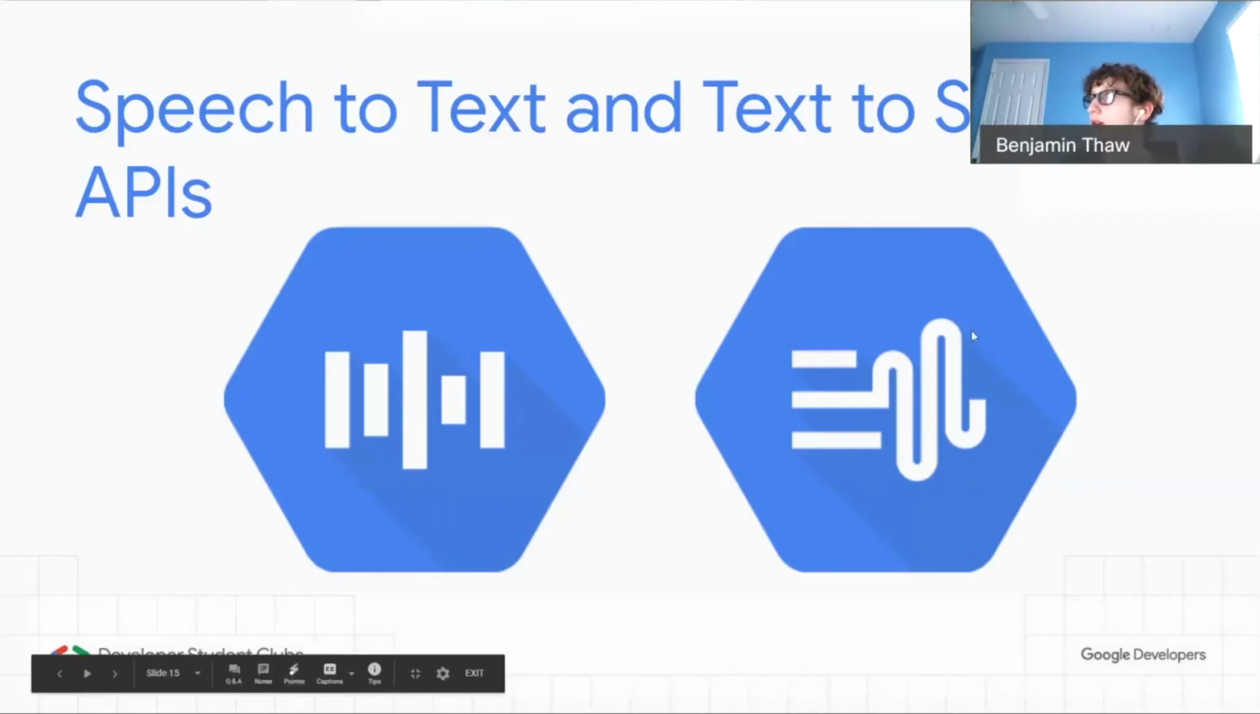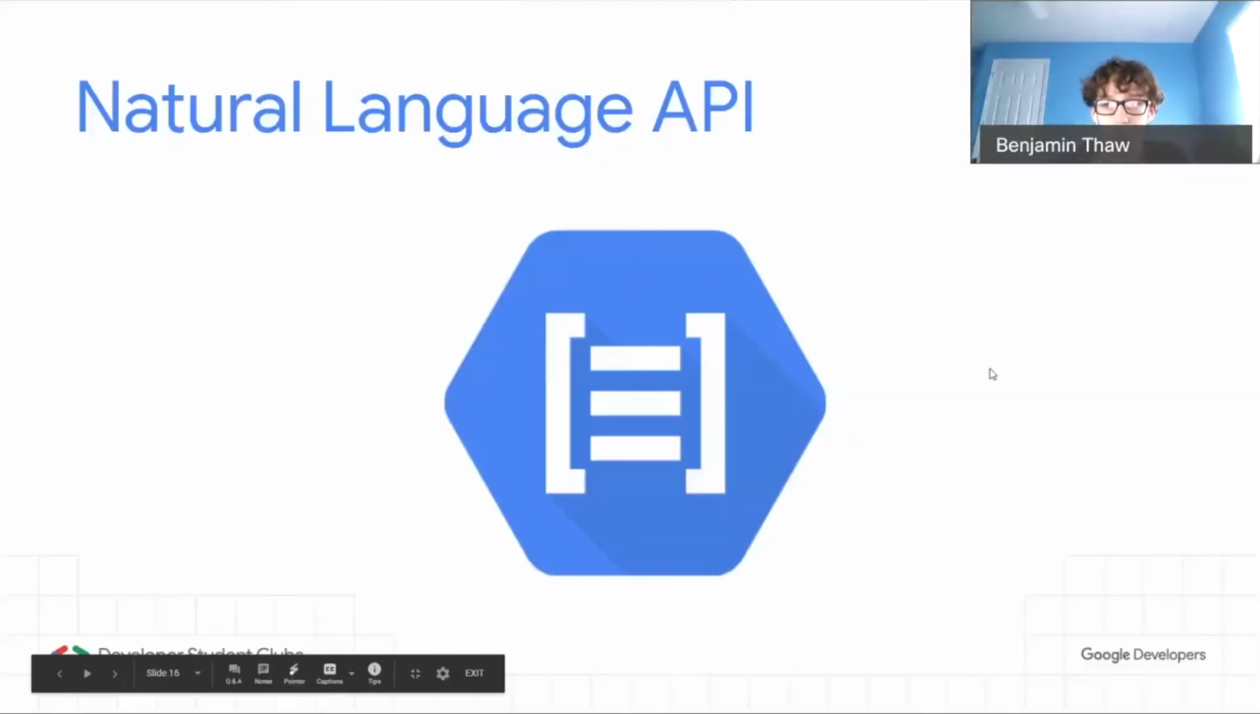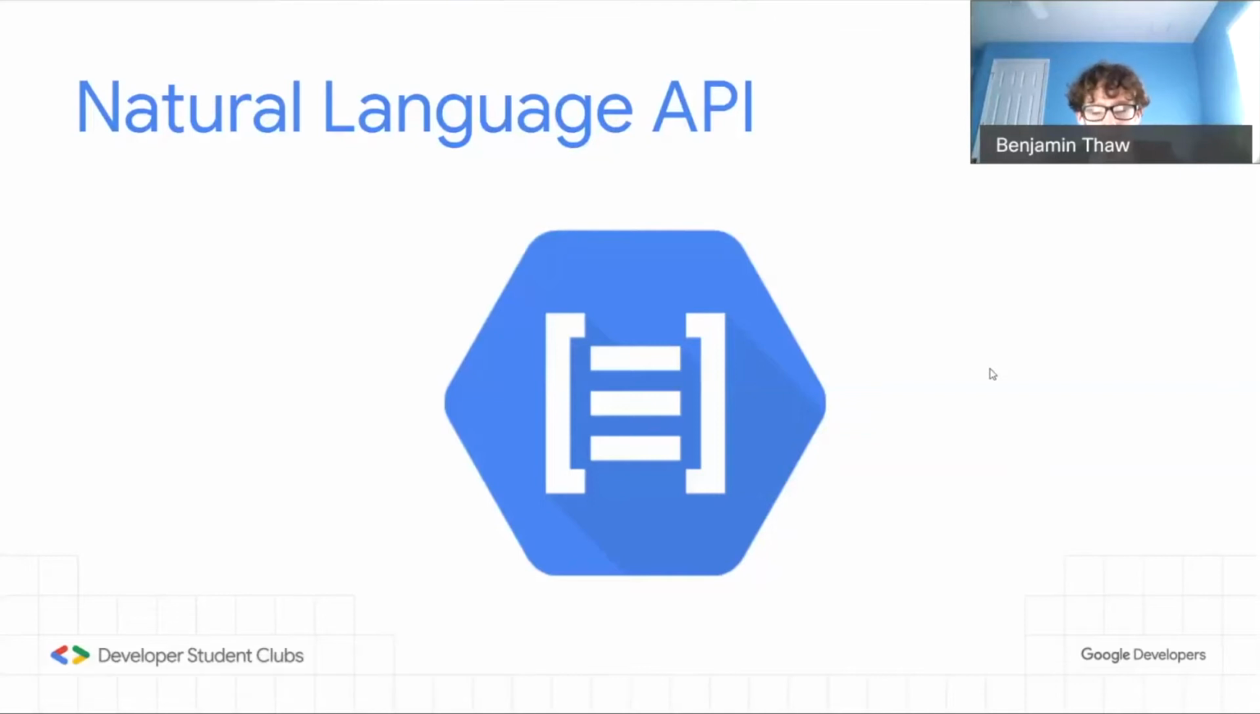The natural language API, Shing will be giving a small demo of what it's capable of, something that's not in the Qwiklabs.